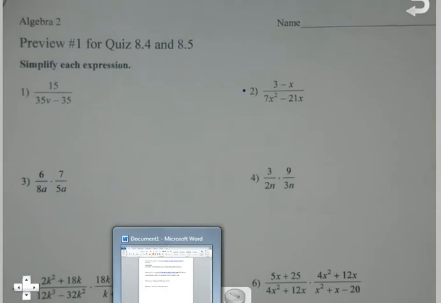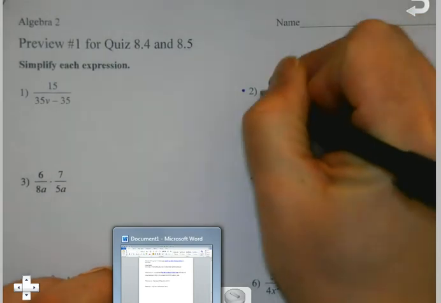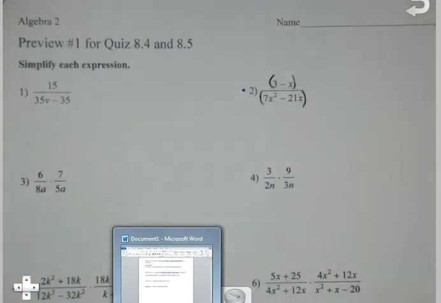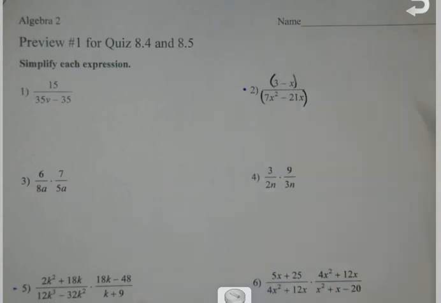Kind of starting up here at the top. Okay, number 2, a couple of things I notice. I see pluses and minuses, so I'm going to get my parentheses in. I don't want to be that person, you know, the one that wants to cancel these x's when I can't. Okay, don't want to do that. So I look to see if there's anything I can factor.